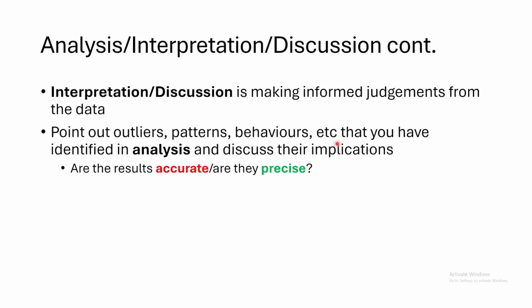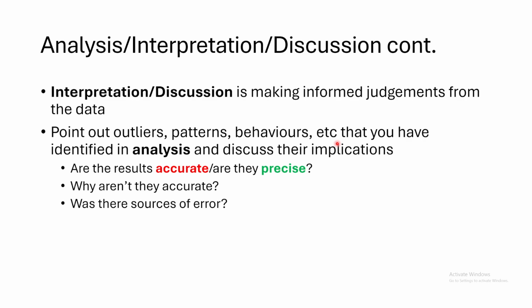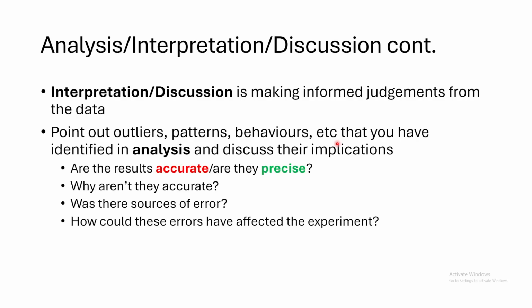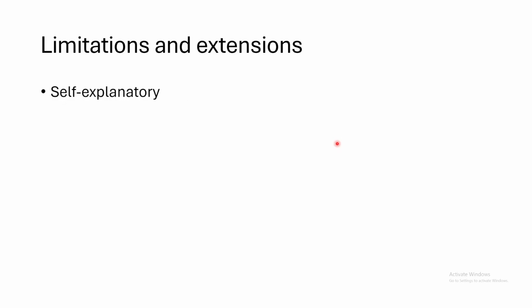So good things to talk about in this section are whether the results are accurate and whether they're precise. Why aren't they accurate? Why aren't they precise? Were there sources of error? How could they have affected the experiment? Where could they have come from? Something like thinking along those lines.